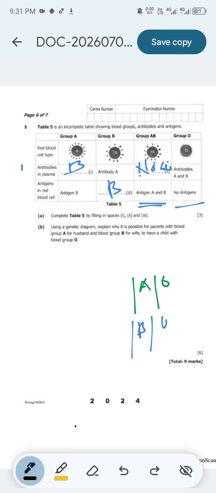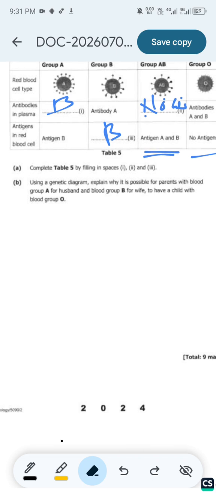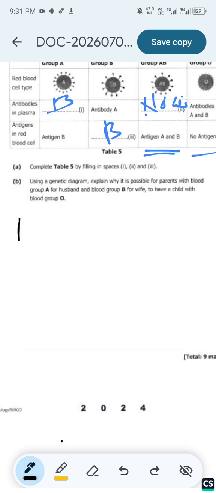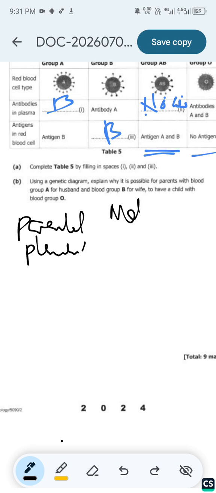So, what are we going to do? As always, in biology, you need to state clearly. So we are going to start with parental phenotype. Parental phenotype, we have male who is A, and then female, or you can put wife, who is having B. I would recommend you use these which are in the group. So just put husband here on top.